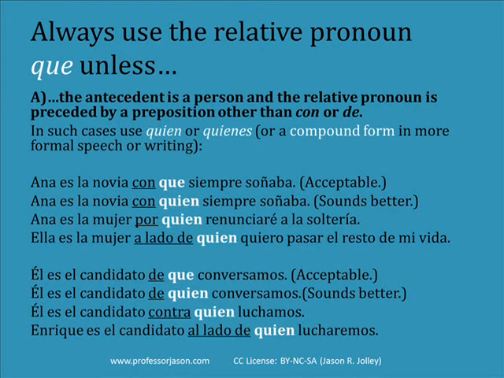Okay? Couple more examples. "Él es el candidato de que conversamos." Now, why is this acceptable? Again, even if I'm talking about a person, and even if I have a preposition, if that preposition is con or de, I can use que. So again, the first example on the page, "Ana es la novia con que," or this next one, "él es el candidato de que conversamos." Or I could use quien. "Él es el candidato de quien conversamos," which to me sounds better.